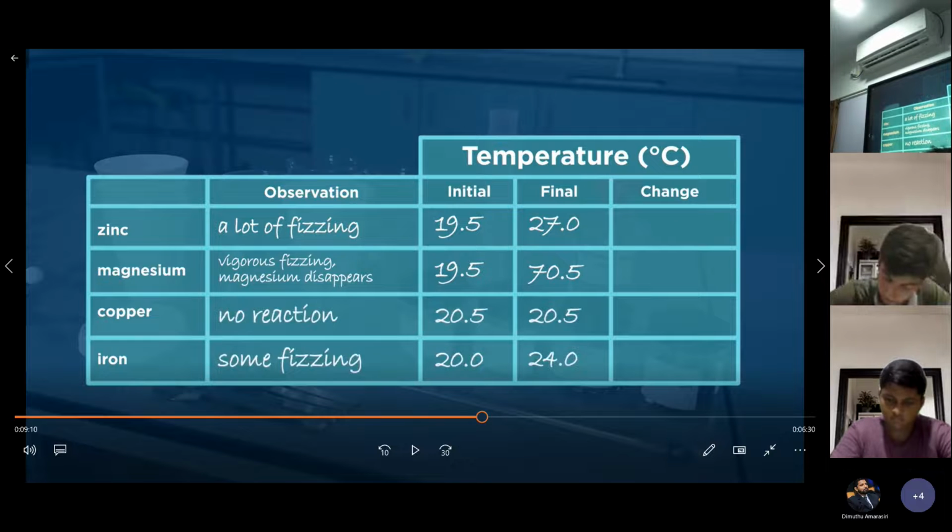Mauli, try to read the steps. So first we should take the cup and put it in a beaker so it won't spill. Then we have to put the thermometer inside the cup. Then measure it before the reaction happens. So what is in the cup? The acid. Before the reaction happens, you are measuring the temperature of the acid. So you didn't say that you added the acid.